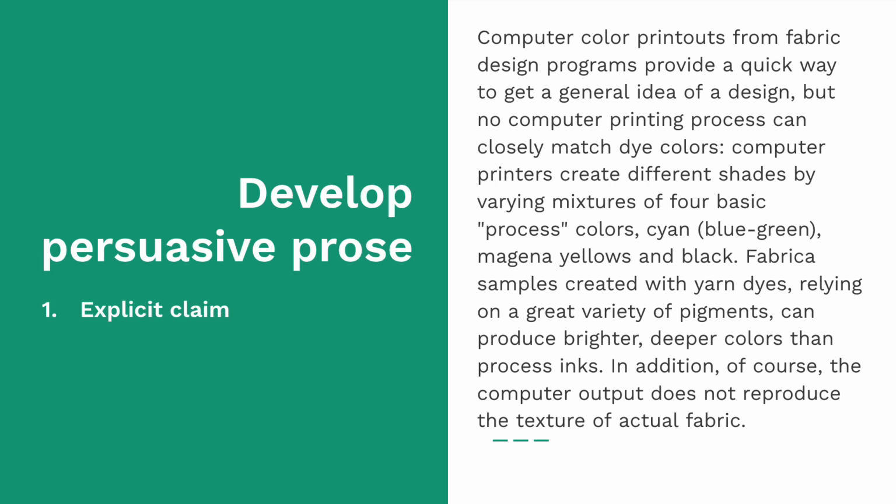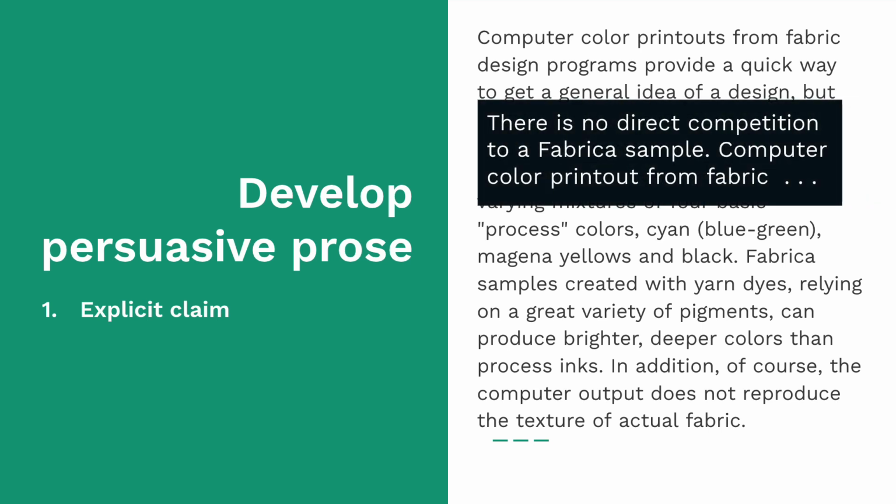The first element of persuasive prose I want to present is the use of an explicit claim. Did you identify a claim in this passage? You probably struggled a little. That's because the writer did not actually state the claim explicitly. How about the sentence I've placed in the black box?